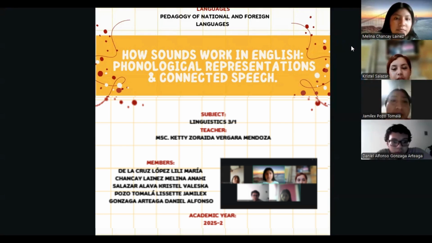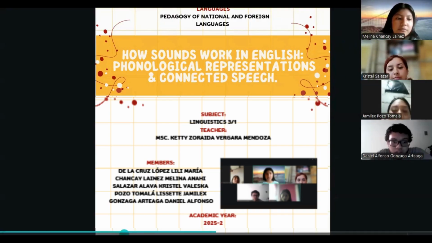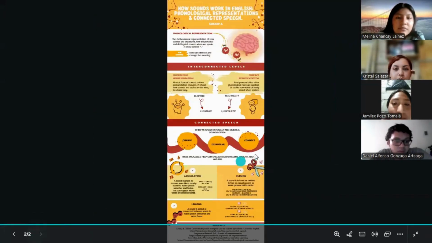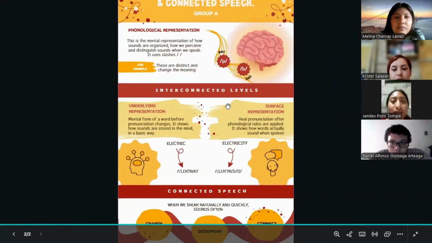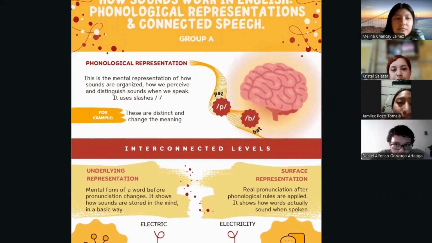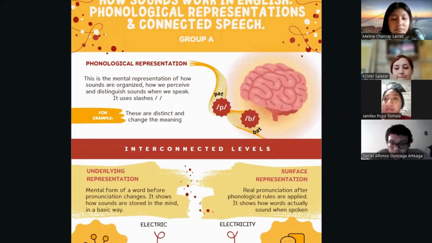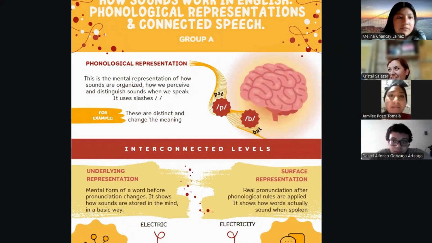We are going to talk about how sound works in English: phonological representation and connected speech. Phonological representation refers to how sounds are mentally stored and organized in the brain. It uses abstract symbols to represent phonemes and helps explain how we perceive and distinguish sounds in speech. For example, f for fat and b for bat show distinct phonemes that change the meaning.